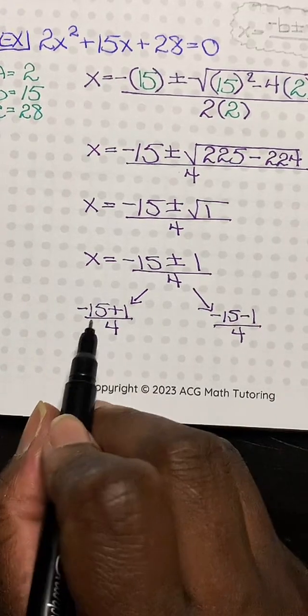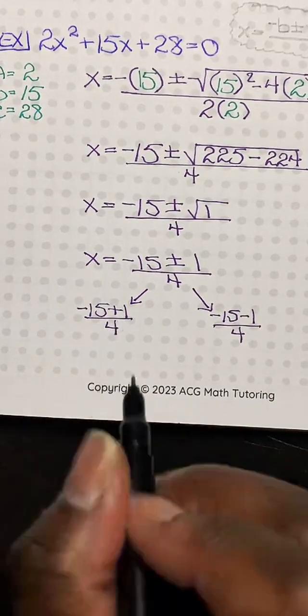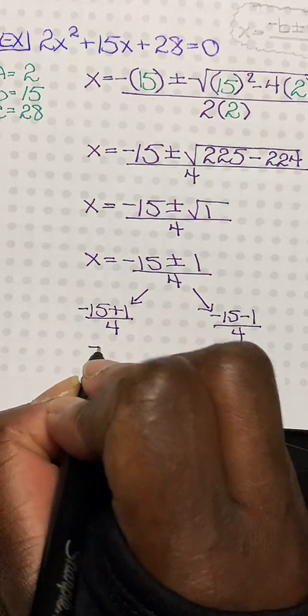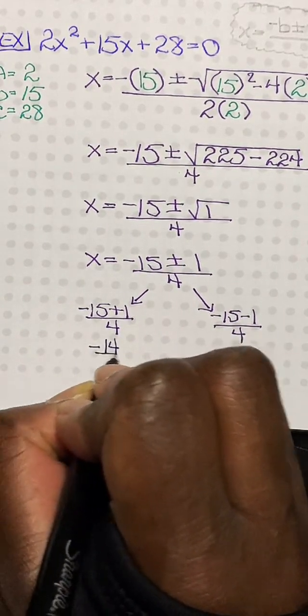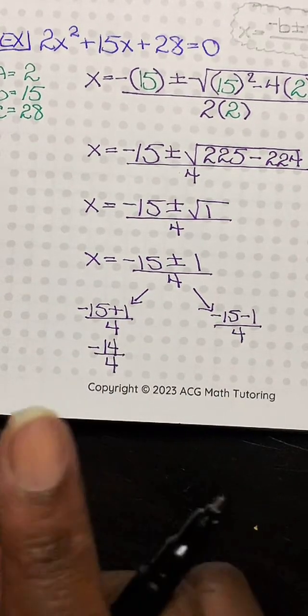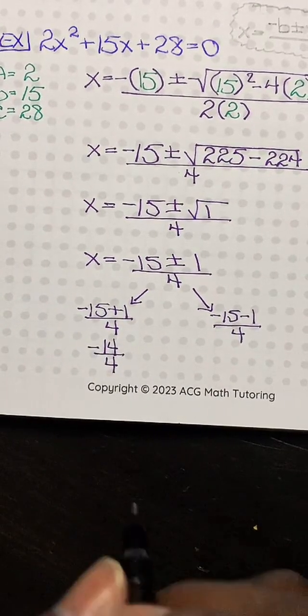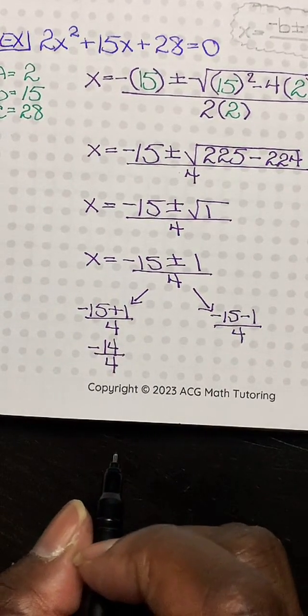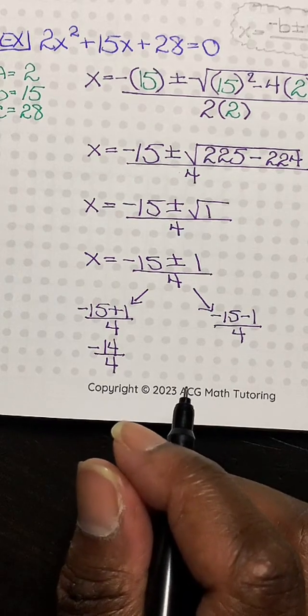So we have negative 15 plus 1, so that will give me a negative 14/4, which could be reduced.